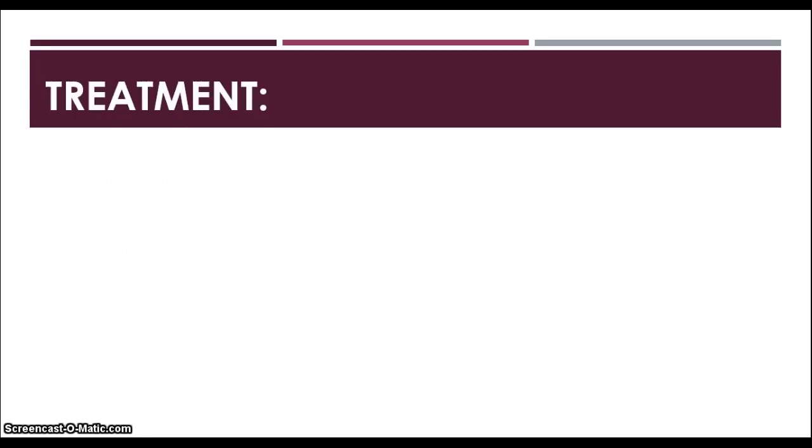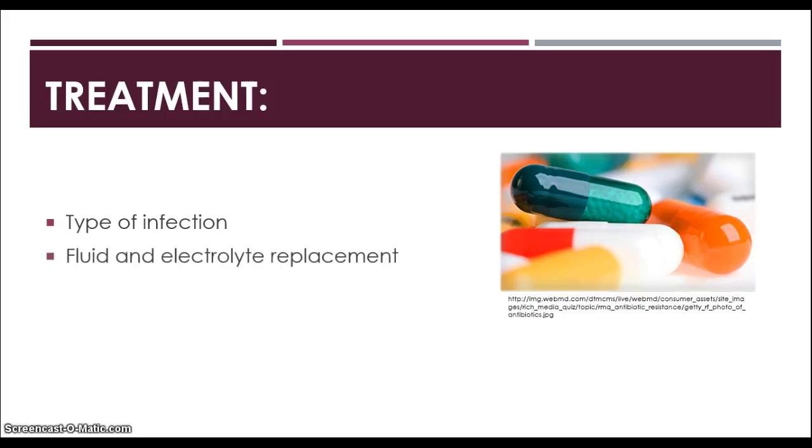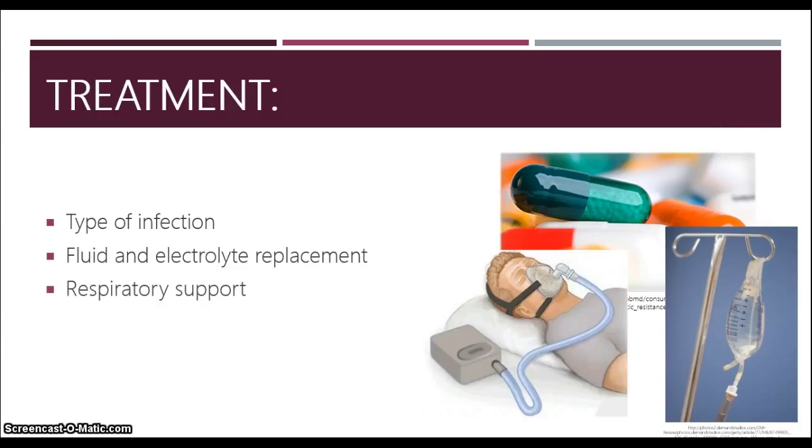How do doctors treat this disease? It depends mainly on the type of infection. First, if it's bacteria, the patients will be given antibiotics. If it's fungus, they will be given antifungals, and so on. The second thing is that patients are given fluid and electrolyte replacement. Also, the patients are given respiratory support such as oxygen and mechanical ventilation, and the final thing is analgesics.